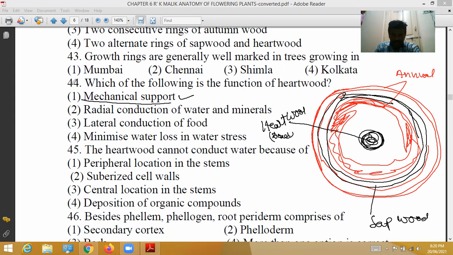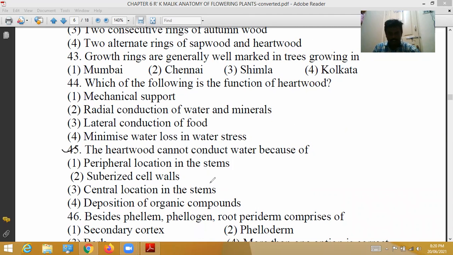So for the 44th question, the first option is correct. Let's see the remaining options. Radial conduction of water and minerals is a wrong option, since heartwood does not conduct water and minerals but gives mechanical support. Conduction of water is carried out by the sapwood, which is also called alburnum. Lateral conduction of food is also not correct. Minimizing water loss in water stress is also not correct. So the correct option is 1.